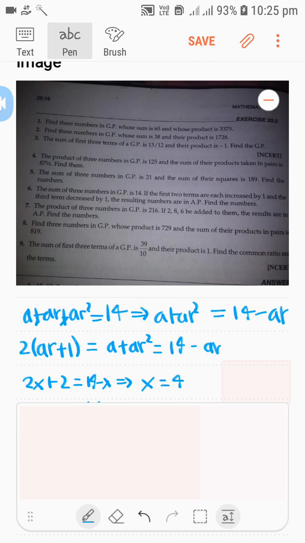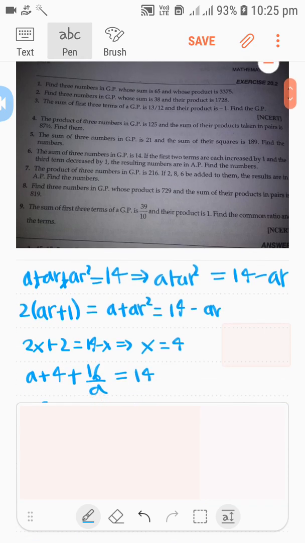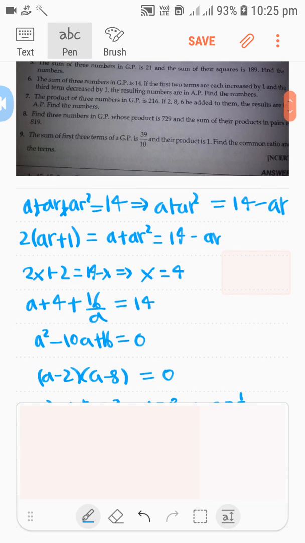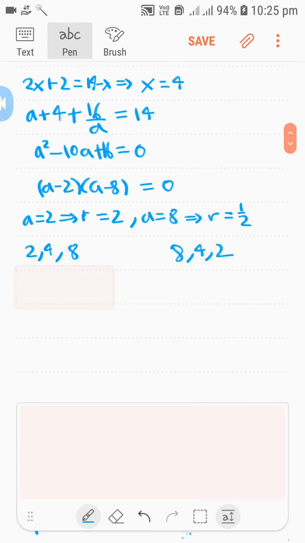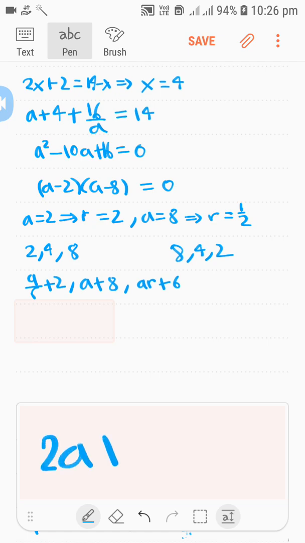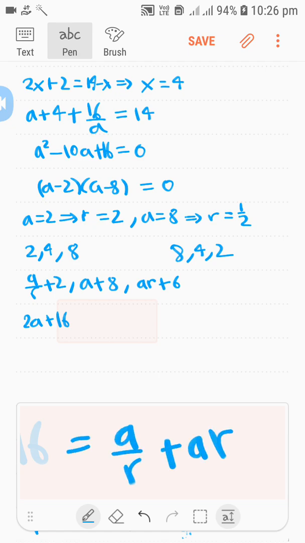So 6 is the middle term, so it's going to be 6 upon R, 6 and 6R. Those will be the 3 numbers, and 2, 8, 6 are added to these 3 numbers, and the results are in AP. So in other words, you have A upon R plus 2, A plus 8 and AR plus 6. These three numbers are in AP. So just like the previous one, take 2 times the middle term, that's going to be the sum of the first and last terms. So you get 2A plus 16 is equal to A upon R plus AR plus 8.